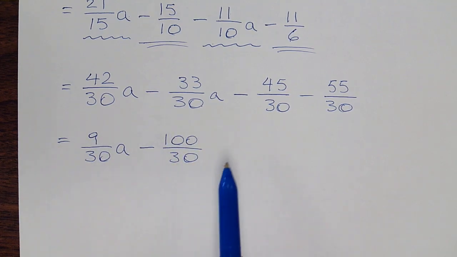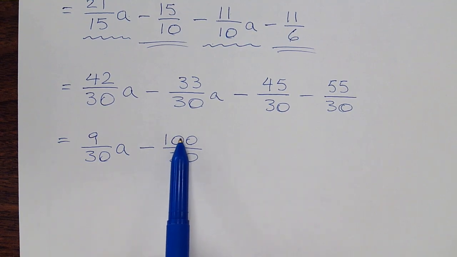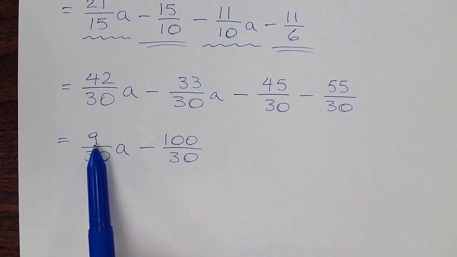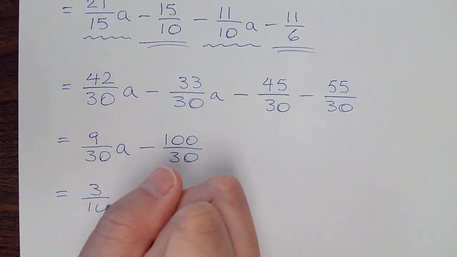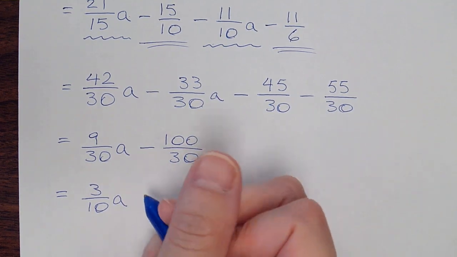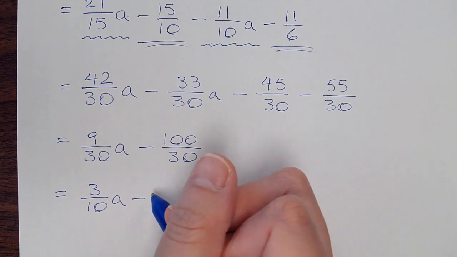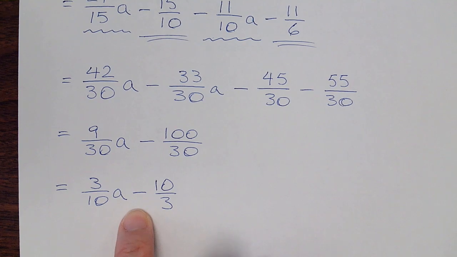Right? Is this good as a final answer? Ivy? Reduce both or just this? Yeah, I can reduce this as well. What goes into this one? 3, yeah. So I get 3 over 10a. And here? What goes into both? 10, yeah. So 10 over 3. Okay, how many of you got this answer? 3 over 10a minus 10 over 3. Okay, so only a couple.